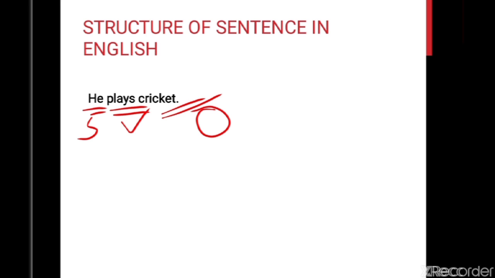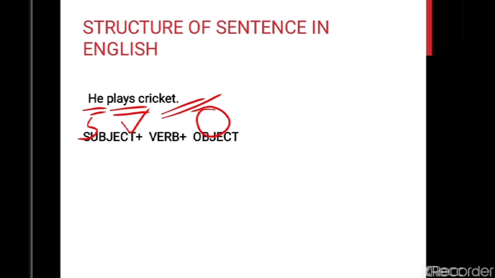Now the second thing, structure of a sentence in English. Let us take an example. He plays cricket. So here, who plays cricket? He. So he is the subject. Now what is he doing? He plays. So the action is denoted by plays. So the verb is plays. And what does he play? He plays cricket. So cricket is the object.